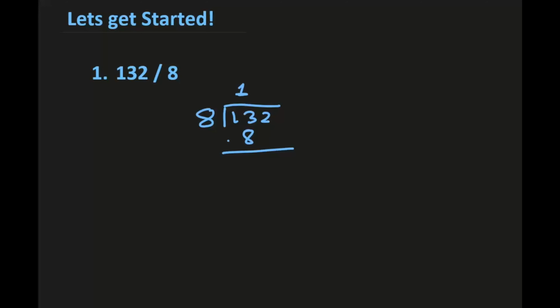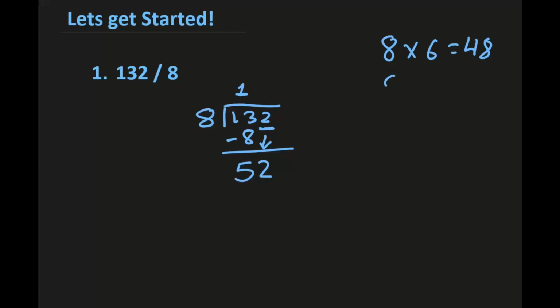Now, we will simply subtract. 13 minus 8 equals 5, so we get a 5 there. You might be wondering, what about the 2? Well, we're simply going to bring that 2 down. So we'll have 52 here. Now we're going to do the same thing we did with 13, except we're going to do it with 52 this time. We know that 8 times 6 is 48.